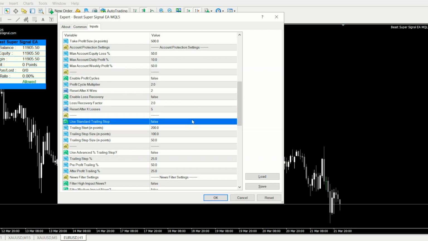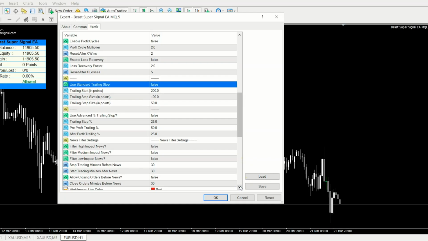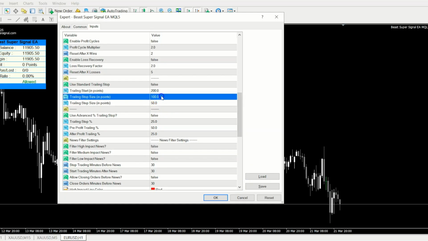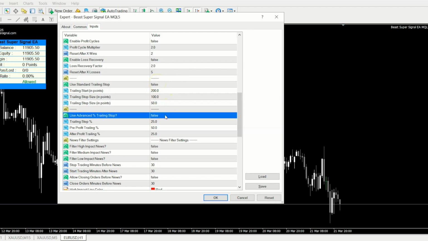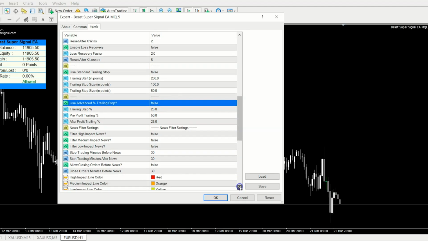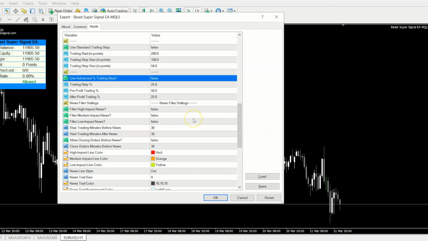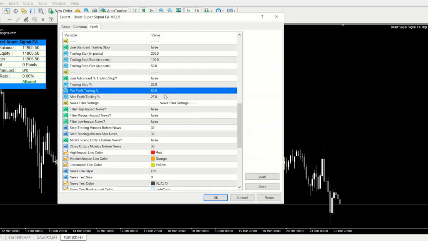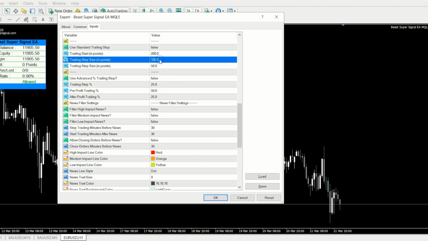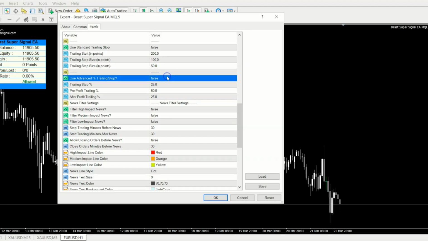Moving on to our trailing stops. I'm not going to go too much into this. This is pretty much a standard trailing stop option. You have your trailing start, your trailing stop size, and your step size. Pretty simple. This is all based on points. Then we have a second option, an advanced trailing stop, or I call it advanced trailing stop, and this is using a percentage to trail. So if you have it enabled, it's going to trail your order in a percentage, not in pips or points. So this is a very good option if you want to trail. I think this works really well.